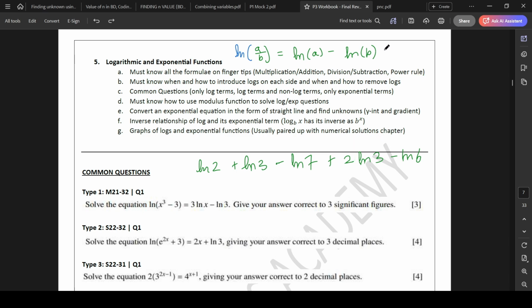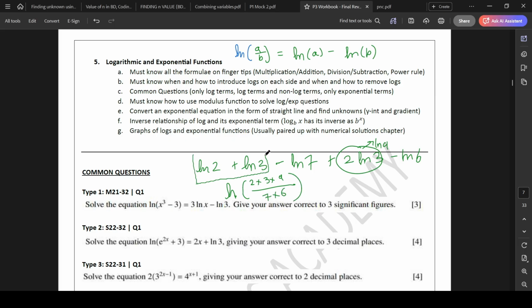And after that, what am I going to do? I'm going to say that whatever terms are added together will be in the numerator, and whichever terms are subtracted will be in the denominator. So this 3 square term can be written as ln of 9. If you try to solve this, it will become 2 times 3 times 9 divided by 7 into 6.